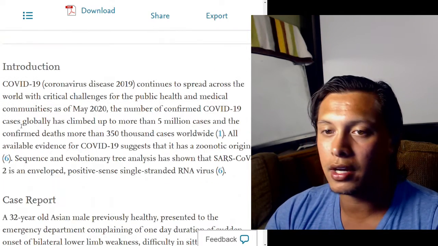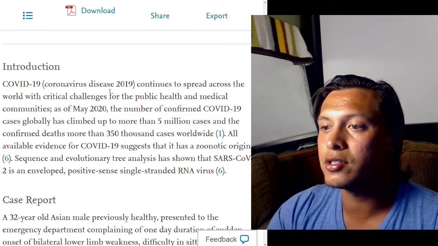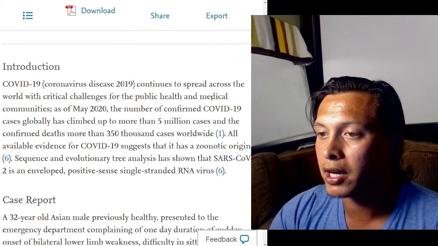So let us go. COVID-19 continues to spread across the world with critical challenges for the public health and medical communities.